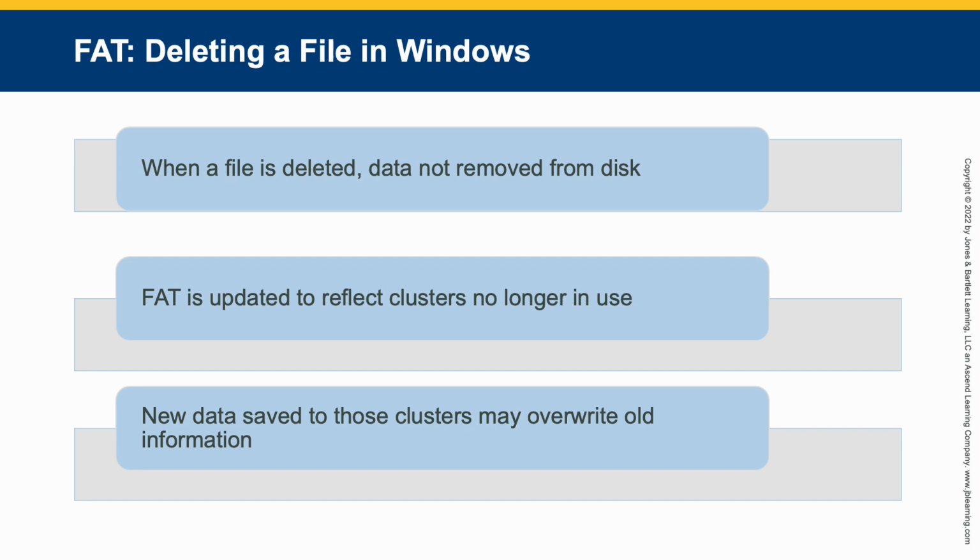Deleting a file in Windows. When a file is deleted, data is not removed from the disk. FAT is updated to reflect clusters no longer in use. New data saved to those clusters may overwrite old information.